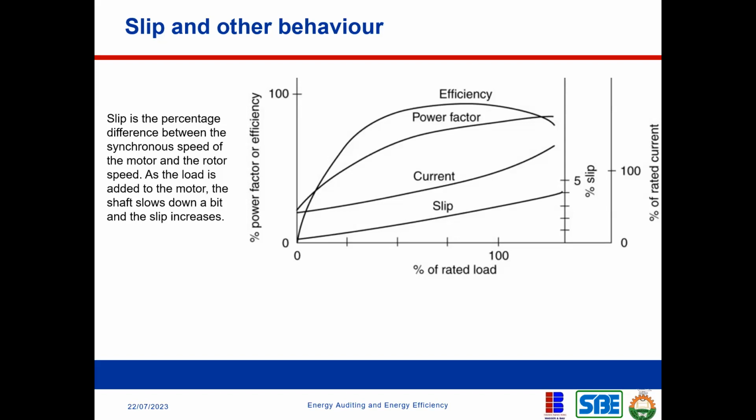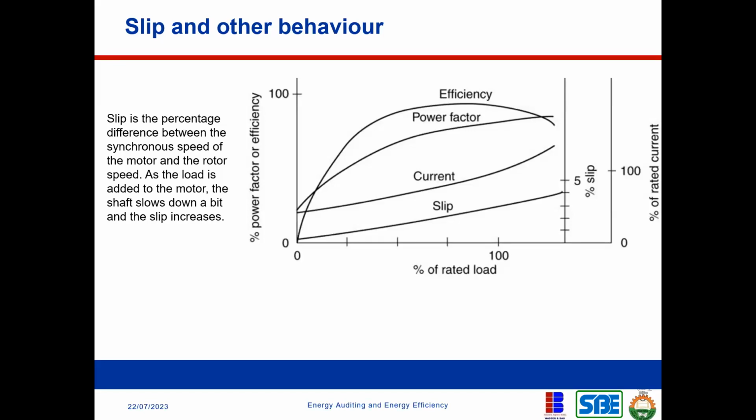So slip is a percentage difference between the synchronous speed of the motor and the rotor speed. As load is added to the motor, the shaft slows down a bit and the slip increases. We should all be familiar with this analogy: when you start up your generator, it is moving at a very high speed, but once you add loads to it, it stabilizes and comes down. So as the load is added to the motor, the shaft slows down a bit and the slip increases. When you add loads to your generator, the slip increases because of the load on it.